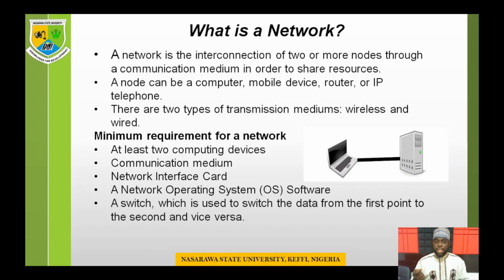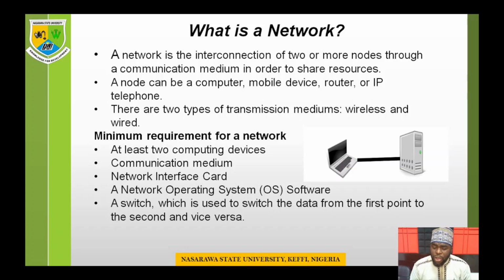A node is a technical term. It can be a computer, a mobile device, a router or an IP telephone. These are nodes that are linked together within a communicating network environment. Then we have transmission mediums: the wireless and the wired. The wired, as mentioned earlier, uses copper cables or fiber optic cables, while the wireless uses radio frequencies to connect the devices within the network environment.